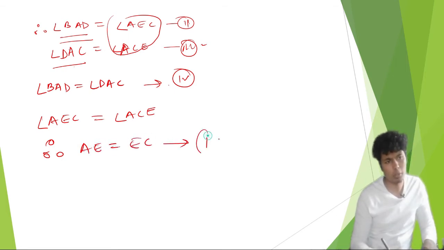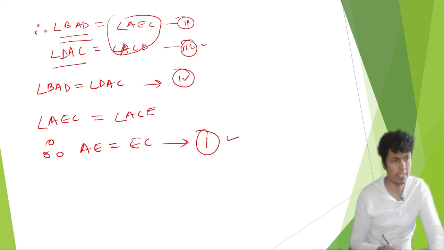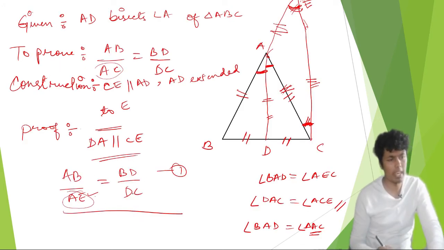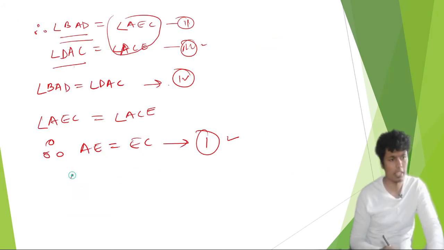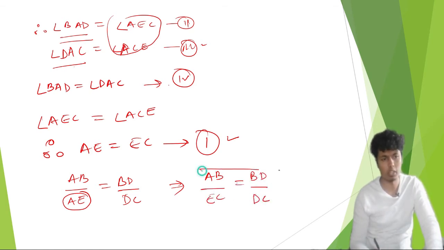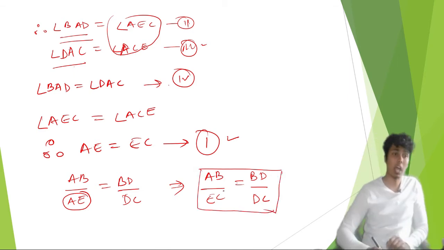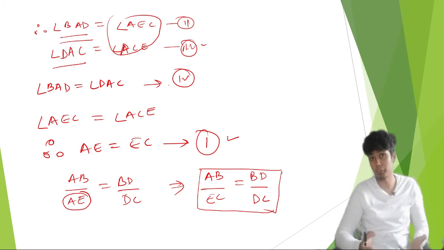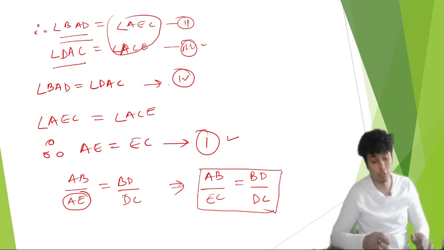Put this in equation number 1. What does equation number 1 say? AB by AE is equal to BD by DC. Let me write it down here once again: AB by AE is equal to BD by DC. Now instead of AE you can write EC. So AB by EC is equal to BD by DC. I hope you can look at this. Now this is what we wanted to prove from before.